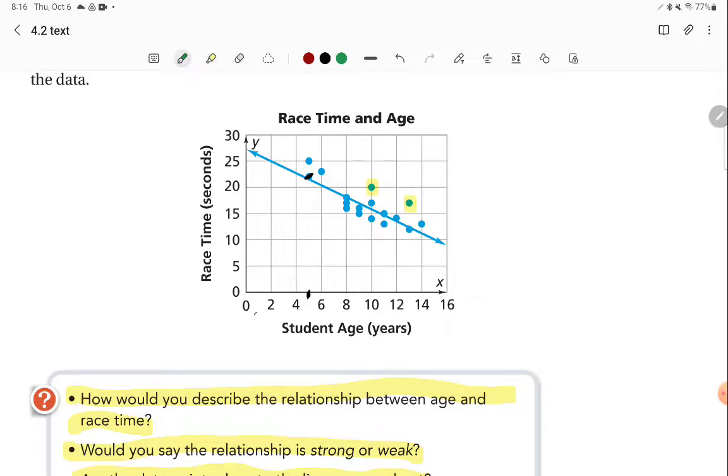And those 2 coordinates, the first one is going to be 10, 20. That is that one right there. And the other one is going to be, it looks like 13, maybe 16. That would be that one right there. So we wanted just 2 points that don't fit the model.